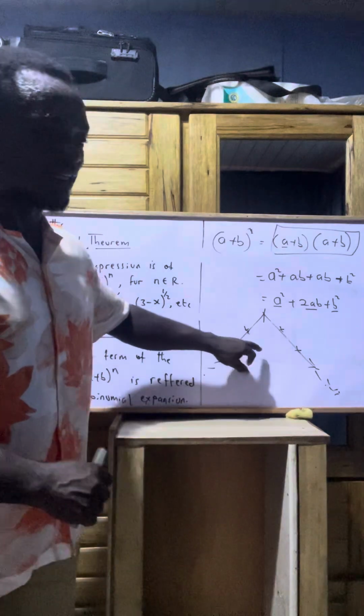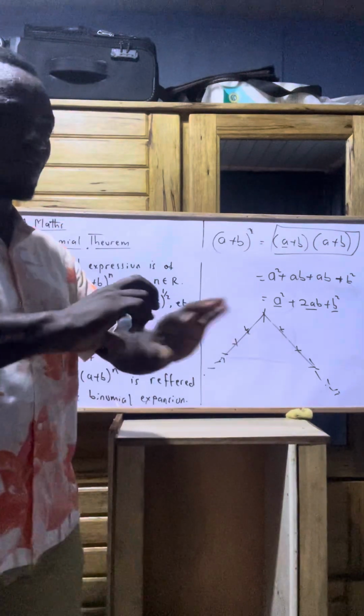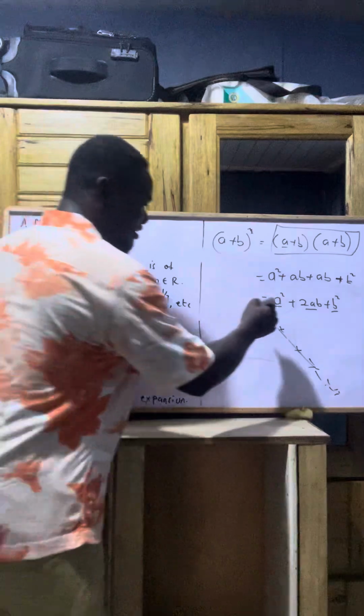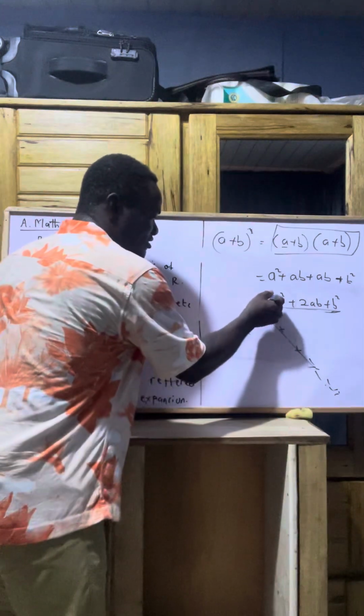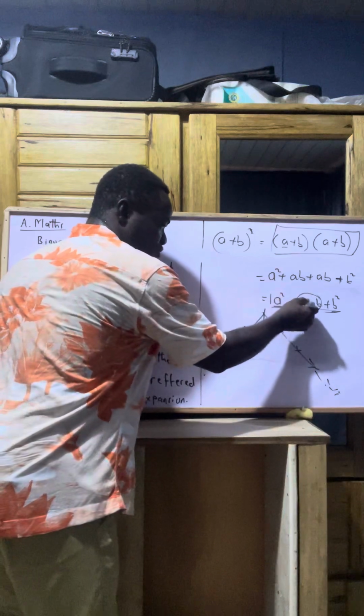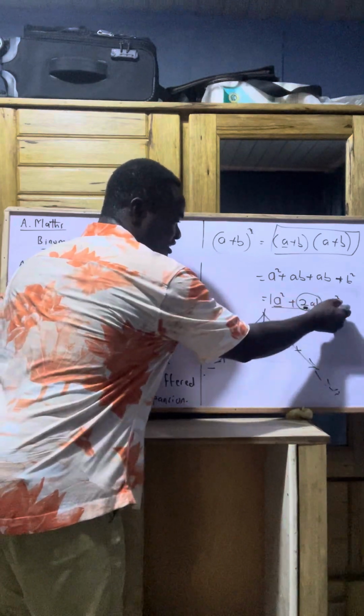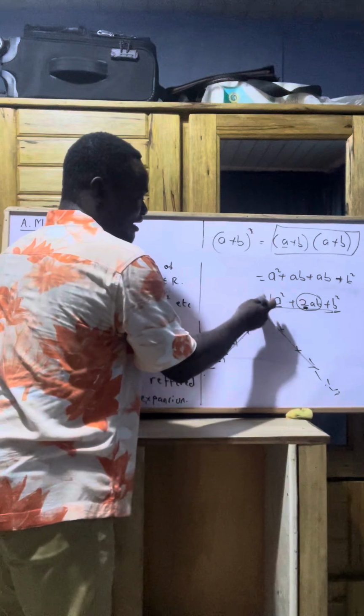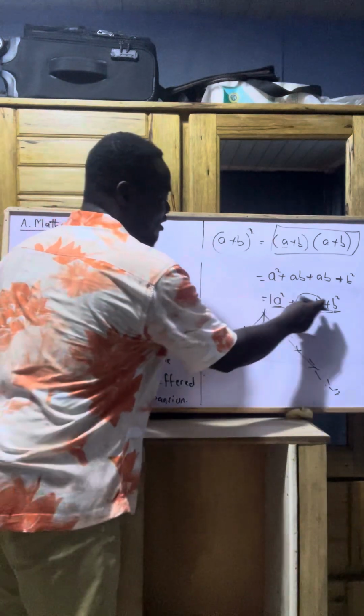And the Pascal triangle helps us to find the coefficient of the expansion. Like this one, you've expanded, you can see that the coefficient of the first term is 1. The second term, the coefficient of A and B, is 2. The coefficient of B squared is 1. So now, the Pascal triangle will help us deduce the coefficient.